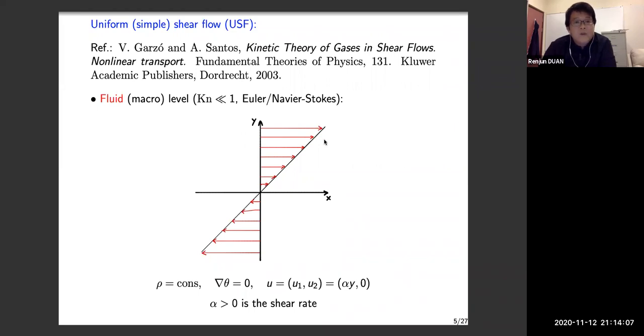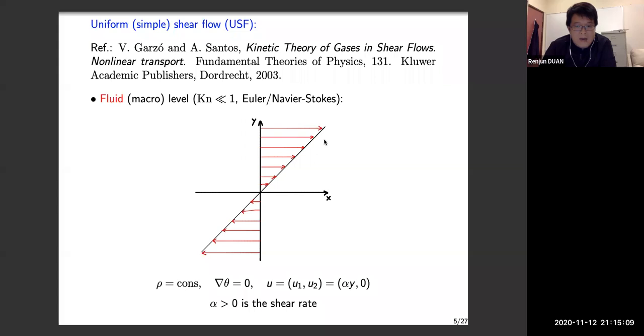So just to introduce a little bit of motivation, for instance, at the fluid level, well, the Knudsen number may not be zero, even if it is very small, governed by the Euler or Navier-Stokes equations. Then we see this linear shear flow, for instance, the horizontal velocity is linear along the normal direction, for instance, the y direction. Then this is a divergence-free velocity field, and the density is uniform, constant everywhere, and also the temperature is independent of the space, so it's spatially homogeneous. And this temperature may depend on time because due to the shearing motion, the temperature of the system may increase in time. So this alpha is, without loss of generality, let us take strictly positive.